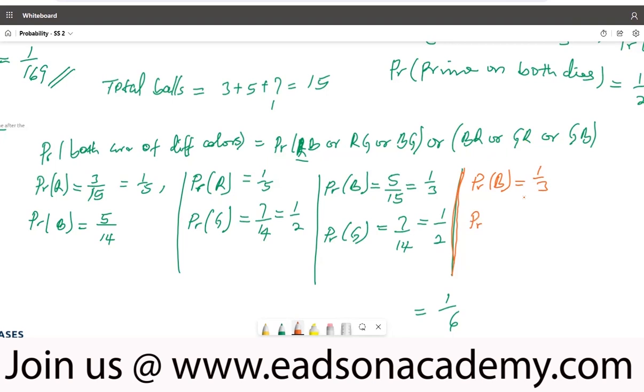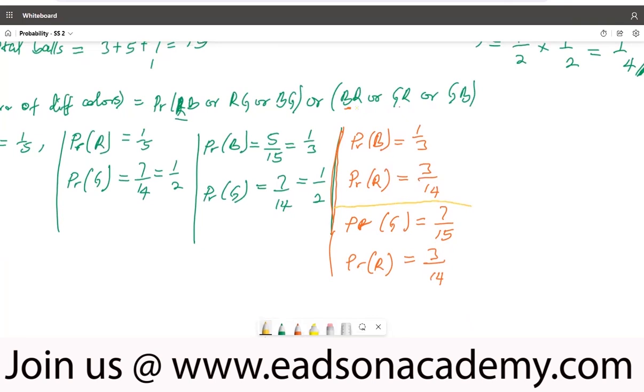And the probability that the second is red. Second is red. How many red do you have? 3 red. But the total number after drawing this becomes 14. That is for this now. Now let's move to this. The probability that first is green. Green, there are 7 green over 15 total. Then the probability that the second is red: 3 red, but the total number of balls has decreased to 14. This one is for this first group.